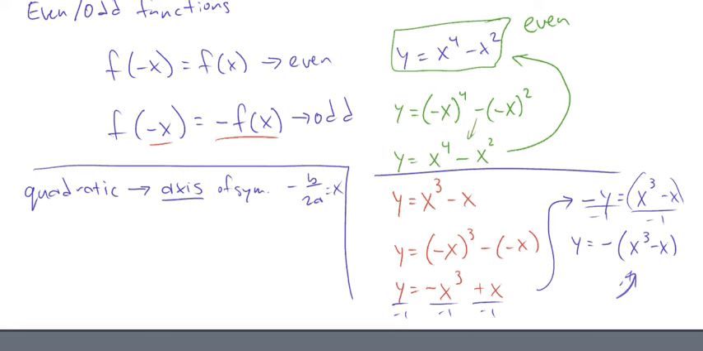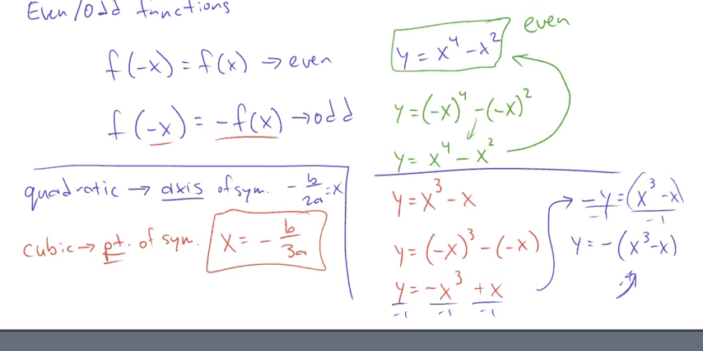With a cubic, we do have a similar thing going on. A cubic doesn't have an axis of symmetry. It's going to have a point of symmetry. Point of symmetry, not axis. And it's going to be at x equals negative b over 3a. All right, let's quickly take a look at that one as well.